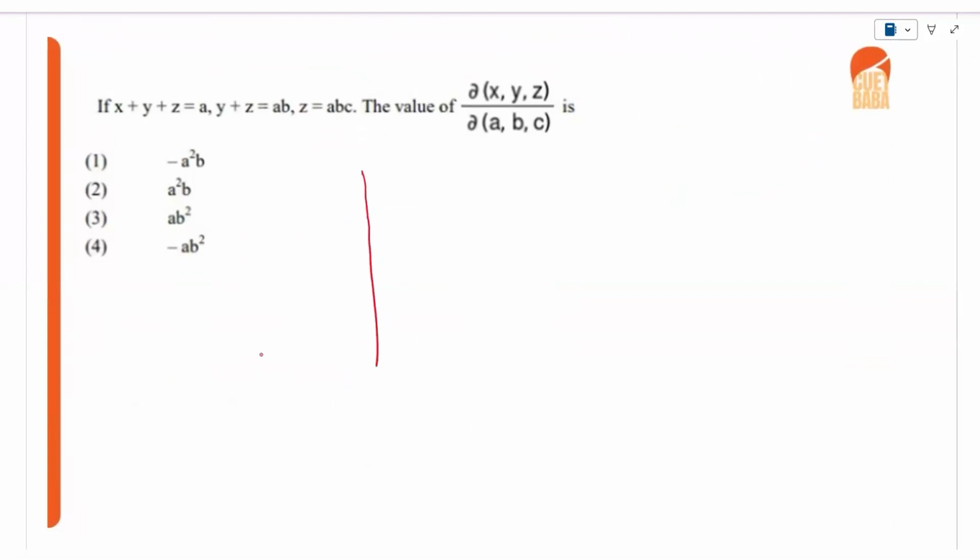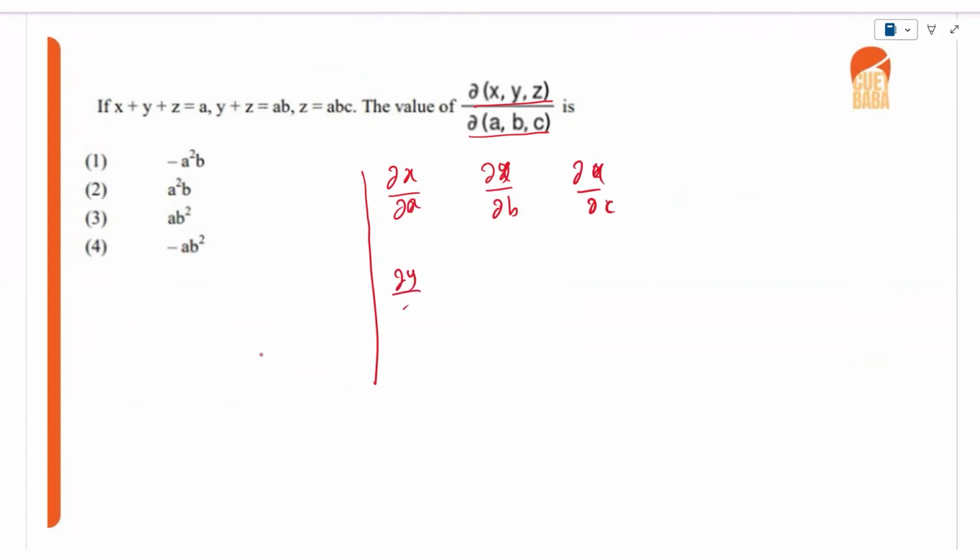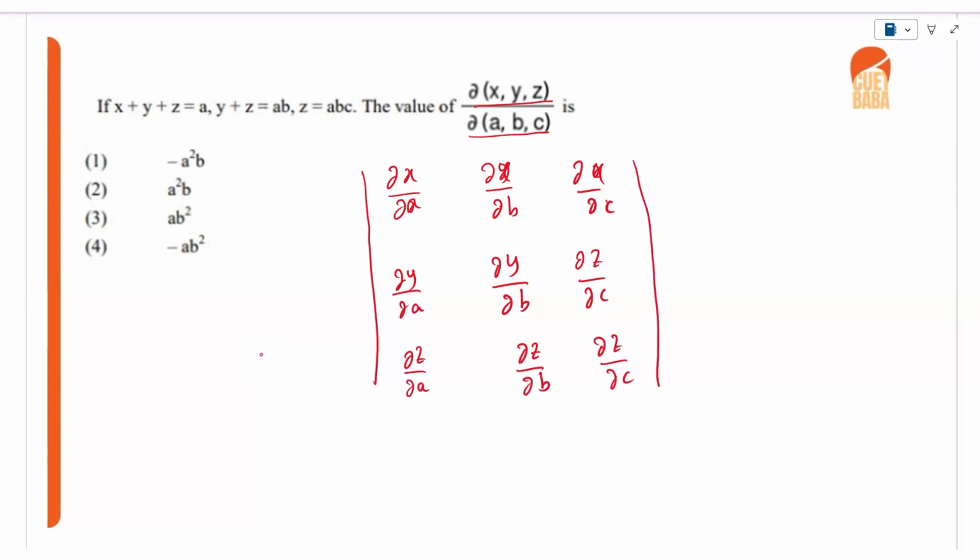So to calculate Jacobian, we will use this formula: del(x, y, z) upon del(a, b, c). That means del x by del a, del x by del b, del x by del c. Then del y by del a, del y by del b, del y by del c. Again del z by del a, del z by del b, del z by del c, right?